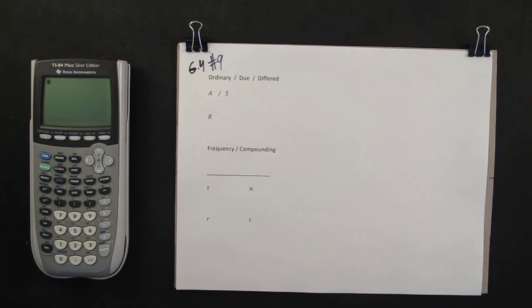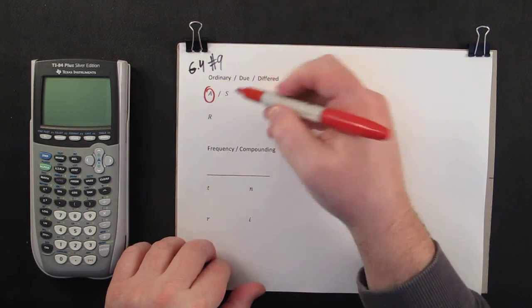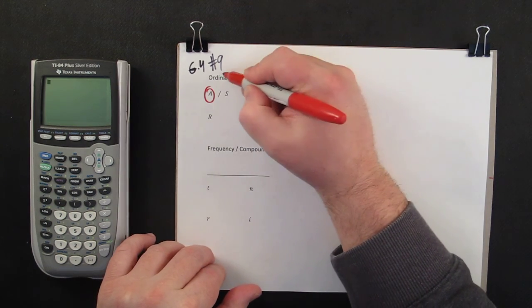6.4, number 9. With a present value of $135,000, what is the size of the withdrawals that can be made at the end of each quarter for the next 10 years if money is worth 6.4% compounded quarterly? So present value, end of the quarter means ordinary.